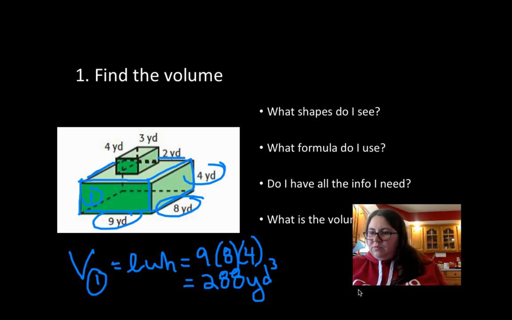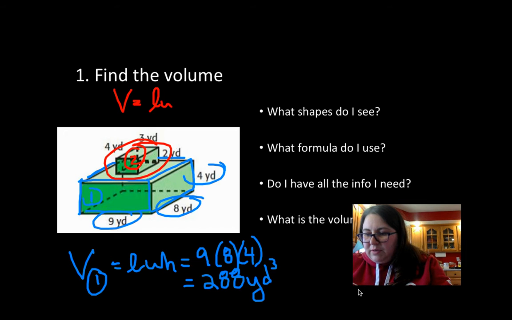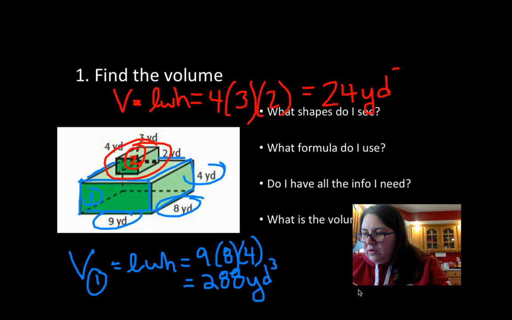So what we're going to do then is also find the volume of that top shape. If we look at that top shape there, we're going to call that shape 2. We know the volume of that shape is going to be length times width times height again, because it's a rectangular prism. And we're going to go 4 times 3 times 2. So that's going to give us an answer of 24 yards cubed.